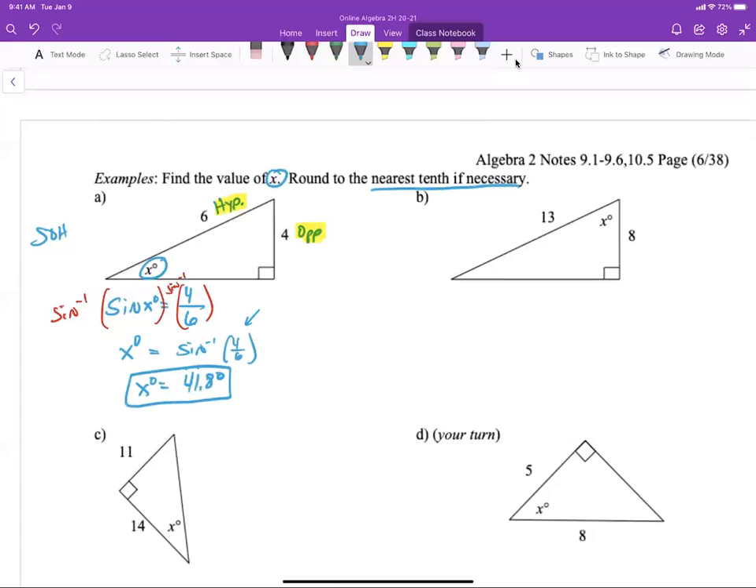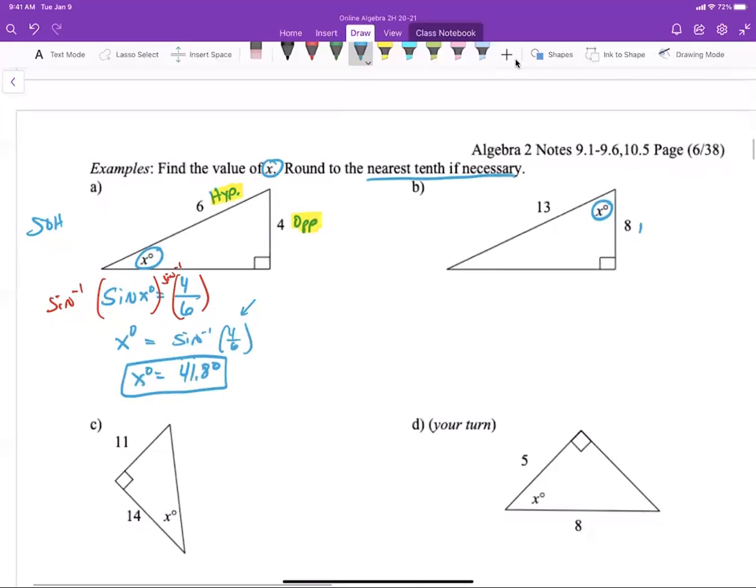All right, here is the next problem. I have some angle x I'm trying to find, and what do I know about it? I see that I know the adjacent, and I know the hypotenuse.